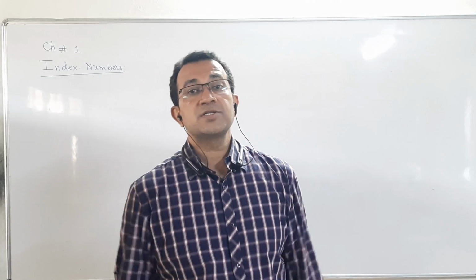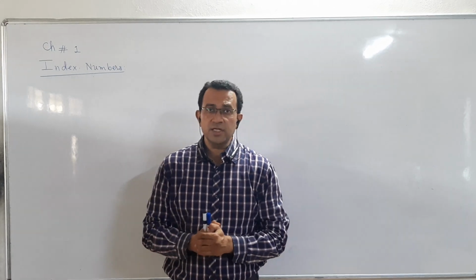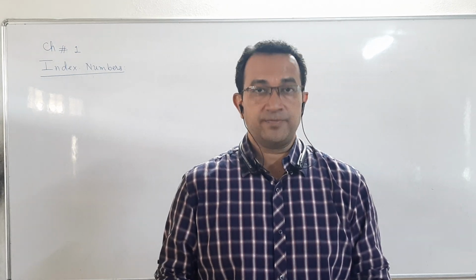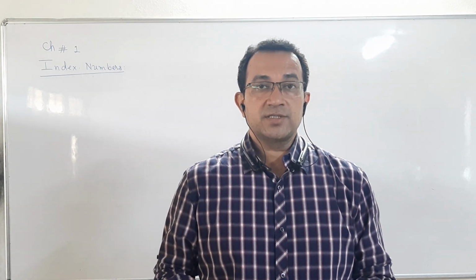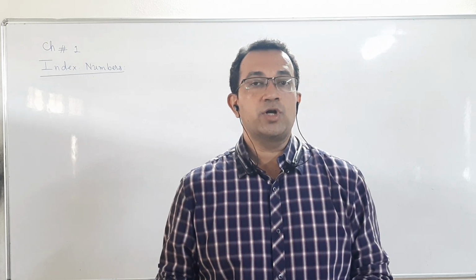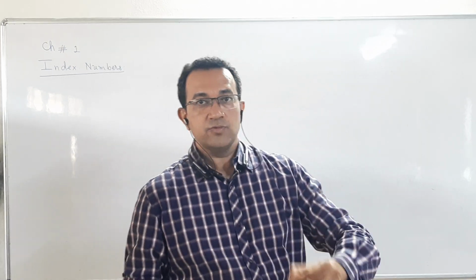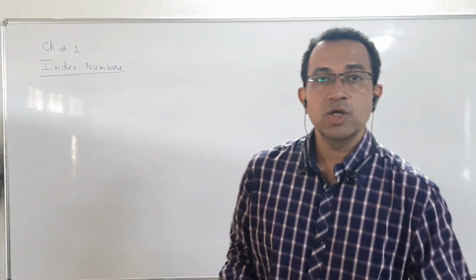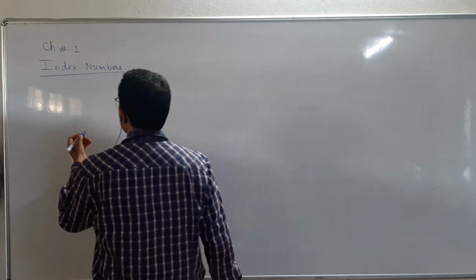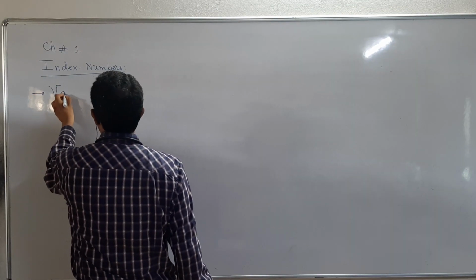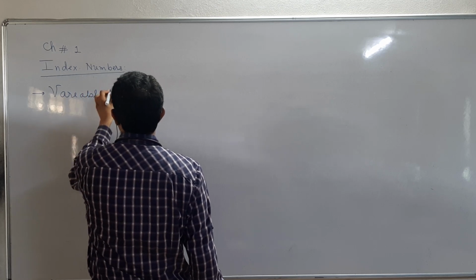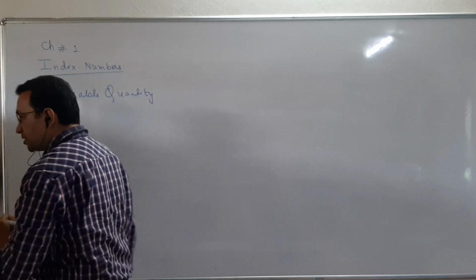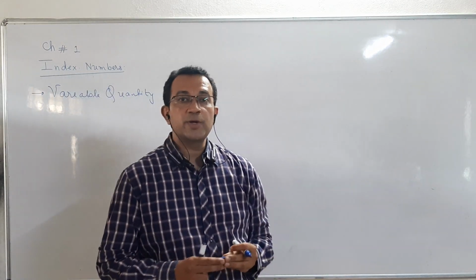less. So students, in day-to-day life, in the current economic scenario, there are certain quantities which always change with respect to time. And such quantities are called variable quantities. So quantities which change with respect to time are called variable quantities. So the first thing, students, you should know is what is a variable quantity: a quantity which always changes with respect to time.